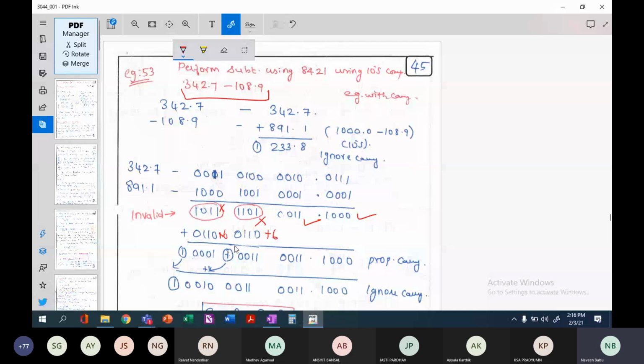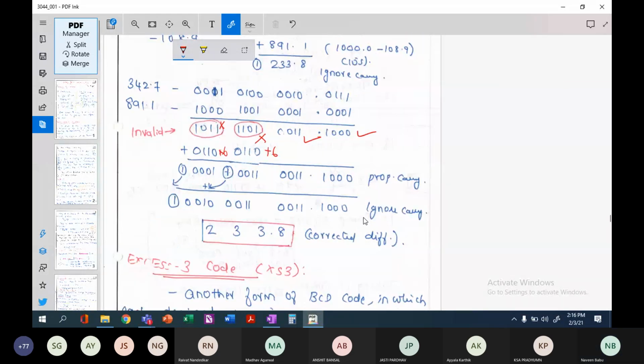So when you add 6, obviously you get a carry here. You carry forward this carry to the next bit. And then the final sum here is, these two get propagated down as they are. Here it is 0011. Adding carry to it, it becomes 0100. So the equivalent value here is, again you are getting a carry, we will ignore this carry. It is an ignored carry. So the corrected difference here is 233.8, which is similar to the already found number. Any doubt?